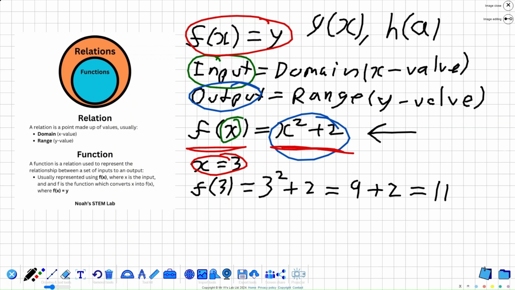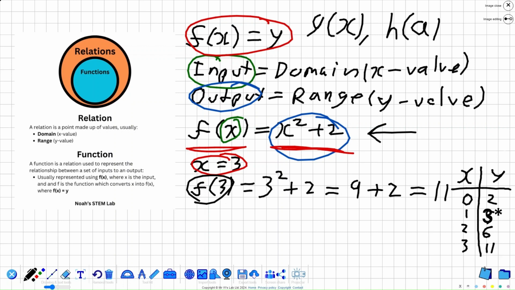You might see these examples put into a table. If I draw a table here with x and y, you can see that different x values, so different inputs, will give you different y values. If we put in 0 into the function, we get 2. If we put in 1, we get 5. Put in 2, we get 6. And like we just did with 3, we end up getting 11.